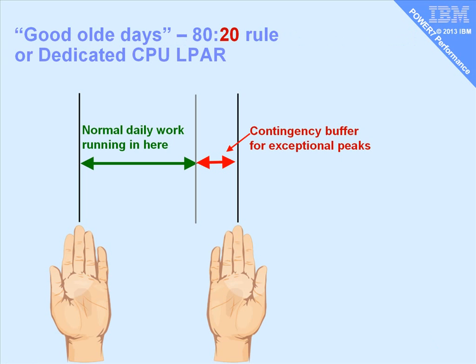In the good old days, when we had dedicated machines or dedicated CPU LPARs, we tended to use this 80-20 rule or something similar. We work out how many CPUs we typically need on a daily basis, and then we add a contingency to handle those exceptional peaks. This is well known and well understood.